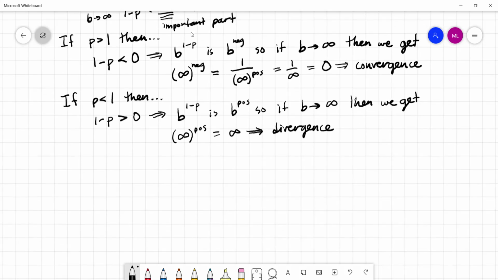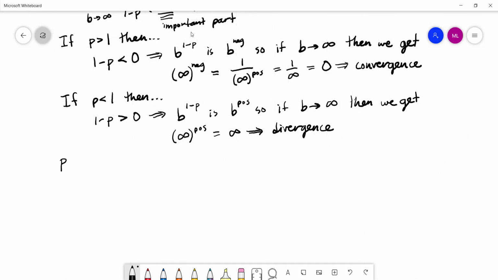And if p equals 1, so to be totally clear, if p equals 1, we did that in the last case, we already saw that the integral diverges.